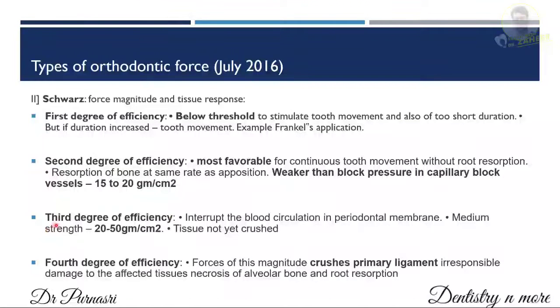Then we have third degree efficiency, where the force is sufficient to interrupt the blood circulation of the PDL. This is a medium strength and is 20 to 50 grams per centimeter square. Then there is fourth degree of efficiency, where the force is too much and it crushes the PDL, and it is responsible for damage to the affected tissues and causes necrosis. So these are the types of orthodontic force. According to Proffit, we have continuous, intermittent and interrupted, and according to Schwartz, we have these 4 degrees.